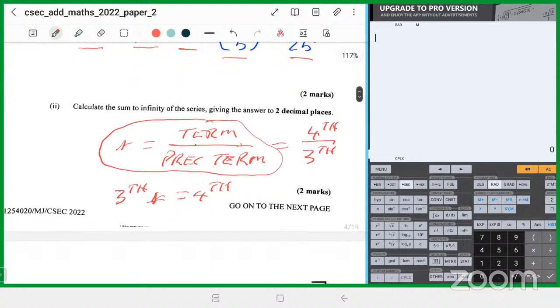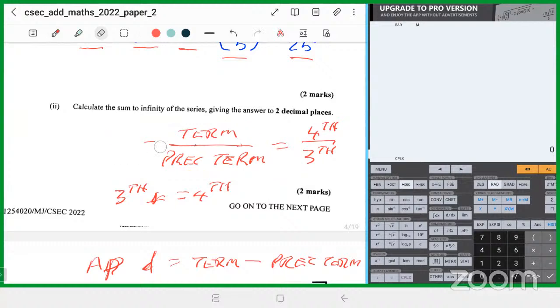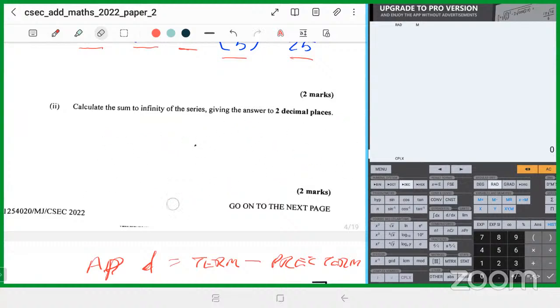For the arithmetic progression, the common difference D is a term minus the preceding term. For the GP it is a division thing, because in a GP you go from term to term by multiplying by a common ratio. So if you want to know what that common ratio is, you divide a term by its preceding term.